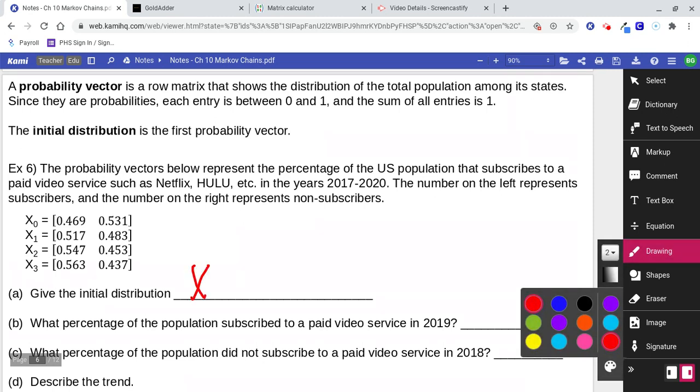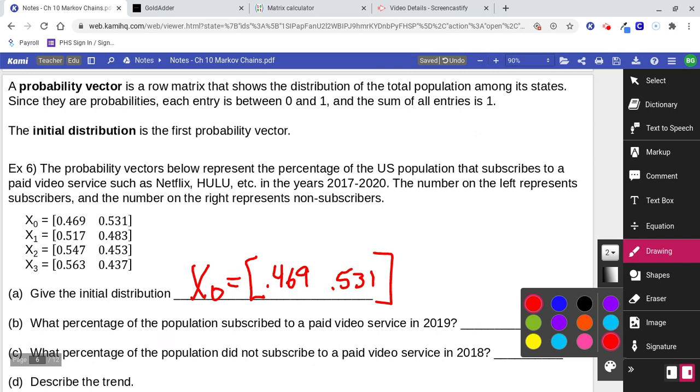A lot of the times that's marked as x0, but x0 is 0.469 and 0.531, meaning 46.9% of the population subscribe to Netflix and Hulu and that sort of thing. Okay? That's what that means. And 53.1% did not. Do we understand that?